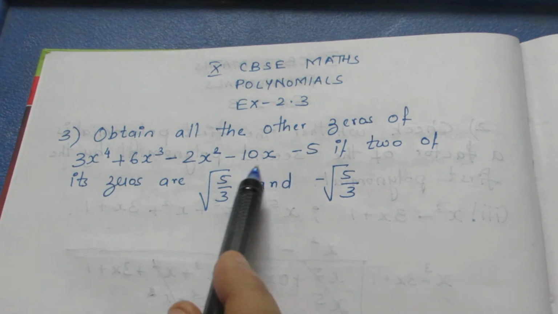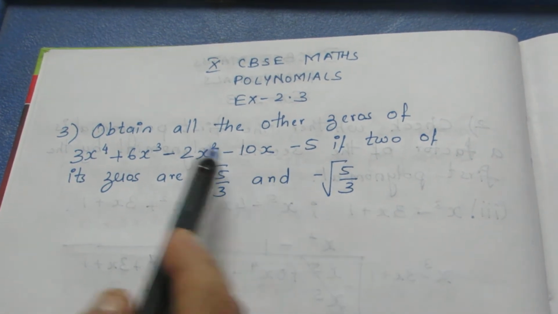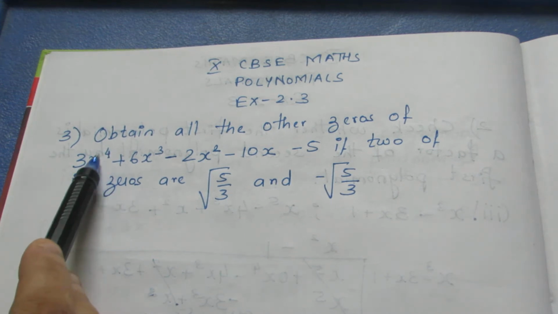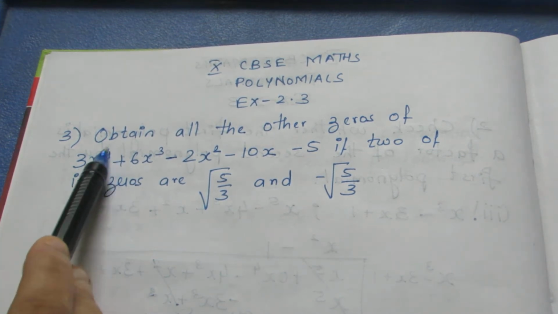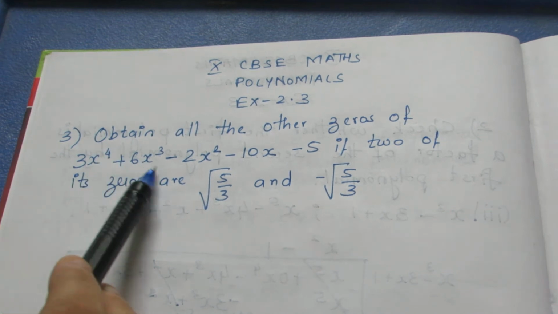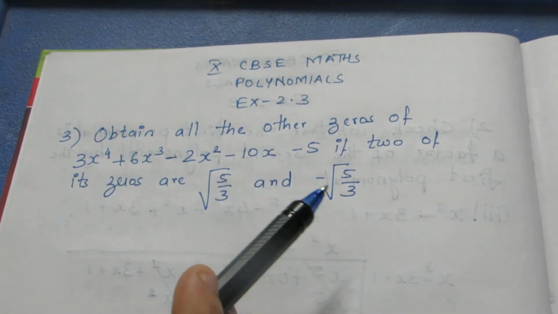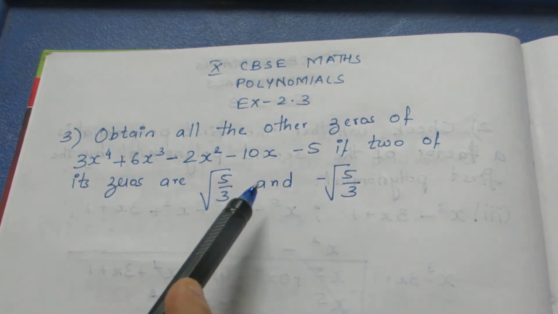How many zeros will be there? For that, the degree, that is the highest power, will tell you how many zeros there will be. Here the highest power is 4, that is, the degree is 4. So there will be 4 zeros. Already 2 zeros are given. We need to find the rest of the 2 zeros.